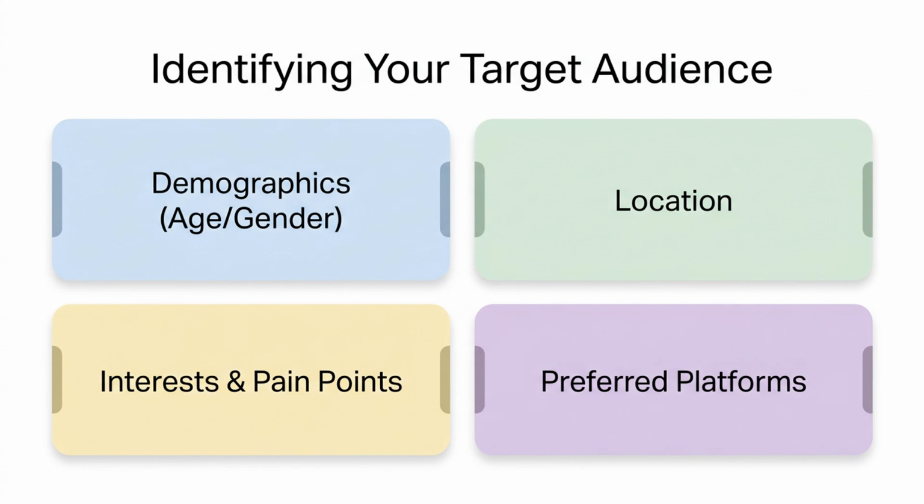Once your overarching goals are locked in, we bring back the buyer persona framework we discussed previously. You need to map out exactly who you are talking to on a granular level. This means pinpointing their specific age group, their physical location, the exact problems they are desperately trying to solve, and the digital platforms where they spend their time.